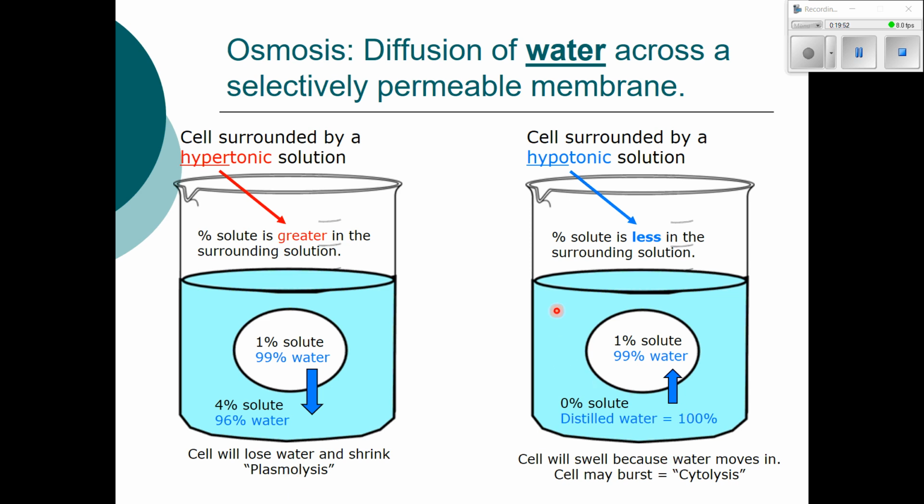On the other hand, when you place a cell into an environment that is hypotonic, water will move into the cell, causing it to swell. And if this inward flow of water is strong enough, it'll actually burst the cell if it's an animal cell. Now, plant cells typically don't burst because they have a cell wall. But if this is an animal cell, the only thing it has around it is that flimsy plasma membrane. So if too much water moves in, it will burst. The bursting of a cell due to water pressure is called cytolysis.